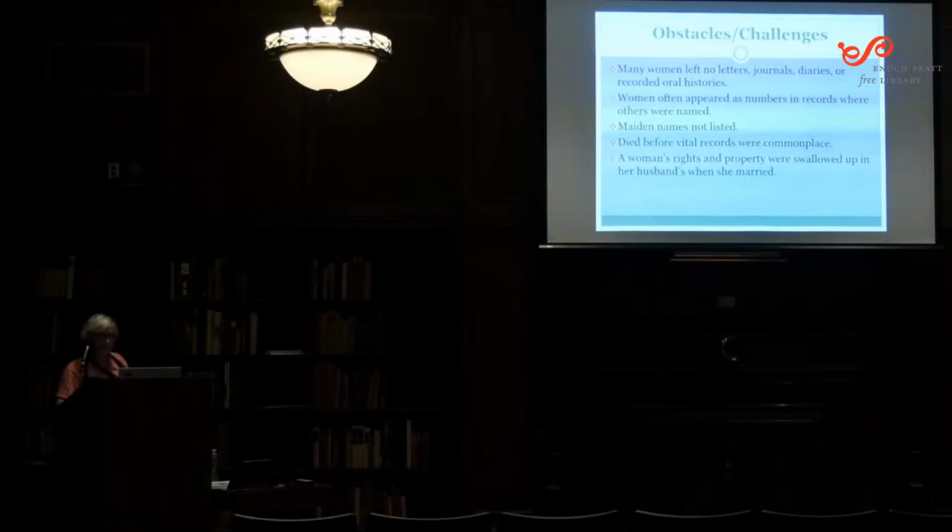So what obstacles and challenges do we have? Many women left no letters, journals, diaries, or recorded oral histories, in some instances because they could not read or write. Women often appeared as numbers in records where others were named. This was common in the census. Maiden names were not listed, which would provide a clue to which family they were members of prior to marriage. Or they died before the vital records were commonplace. So a woman's rights and property were swallowed up in her husband's when she married.